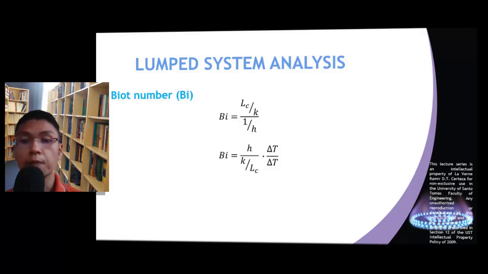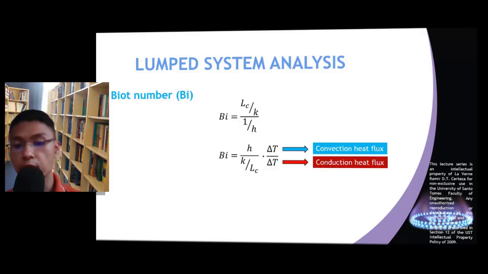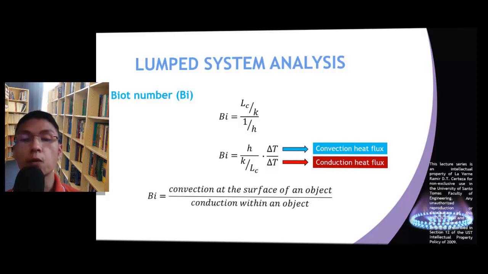the numerator assumes the formula for the convection heat flux, while the denominator assumes the formula for the conduction heat flux. Therefore, another way by which we can express the physical significance of the Biot number is that it relates the rate of convection heat transfer at the surface of the object to the rate of heat conduction within the object.